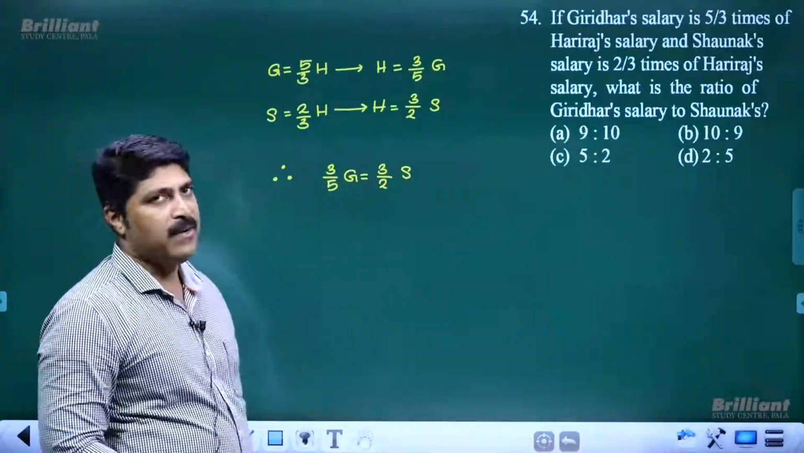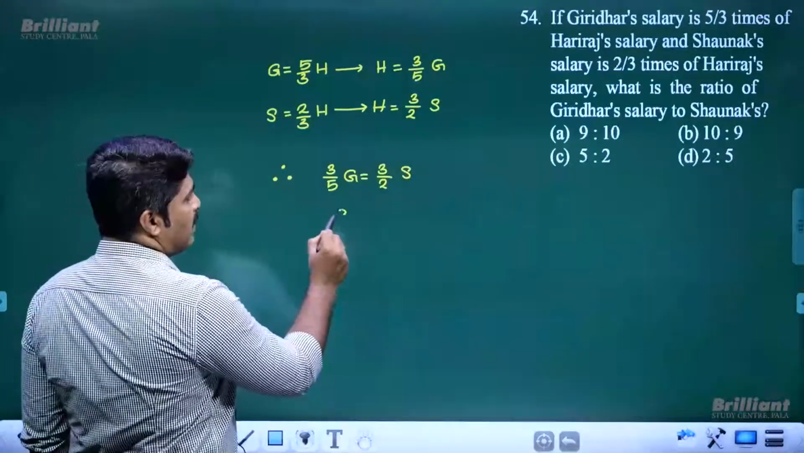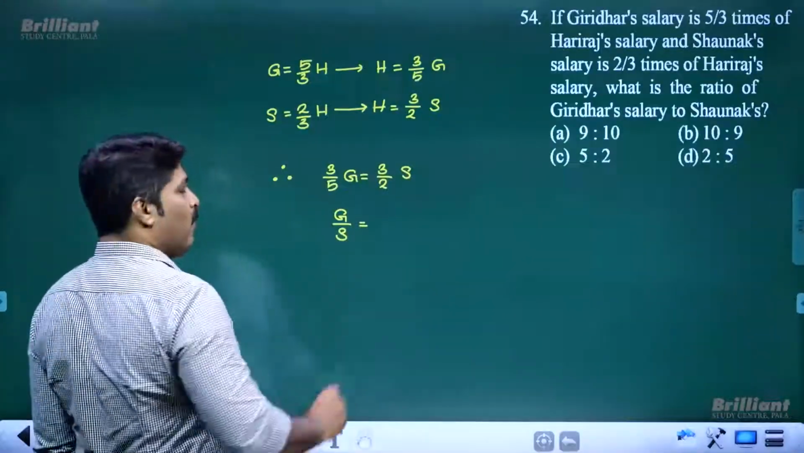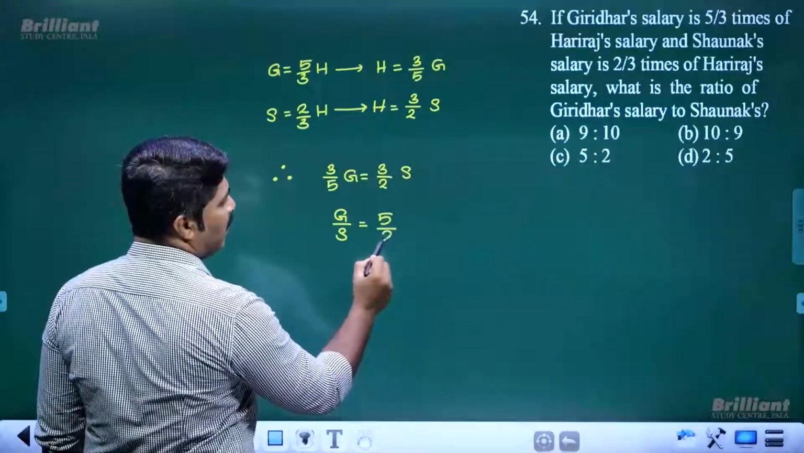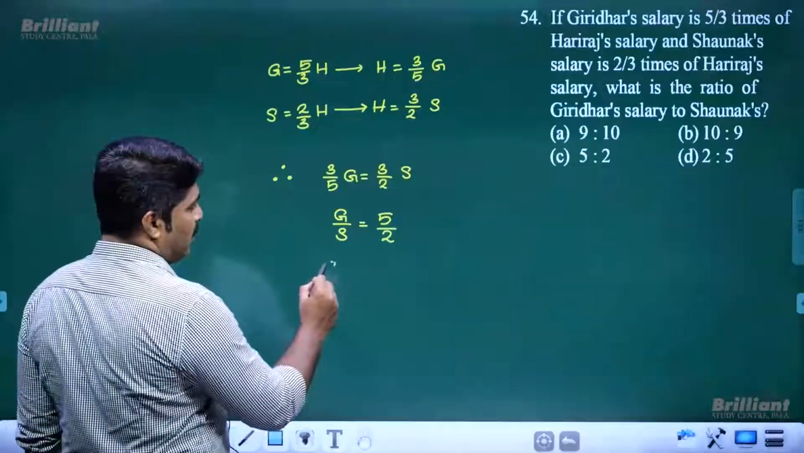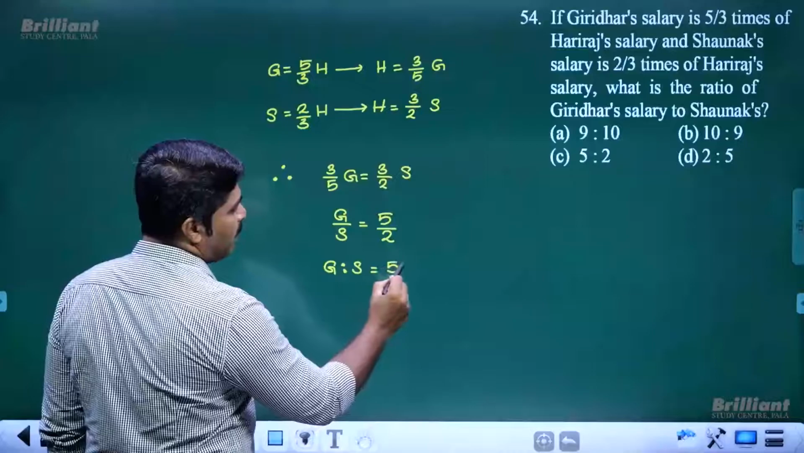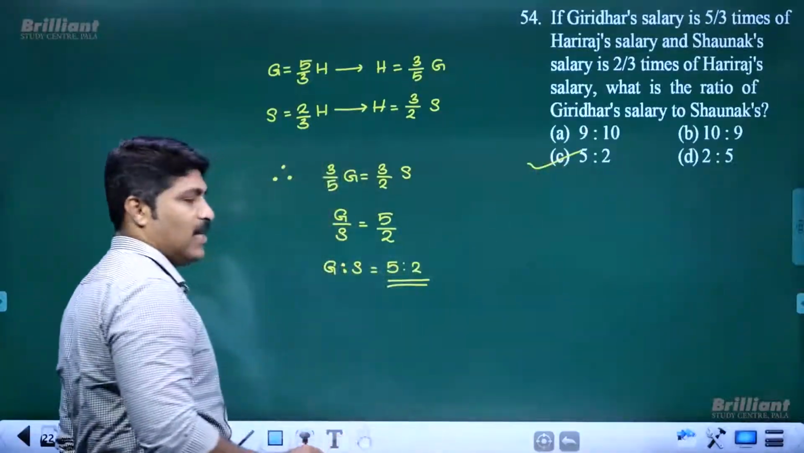Here we have to find out the ratio between the salaries of Giridhar and Shaunak. So take this S towards the left side. Therefore, this becomes G by S. What will happen here? 3 and 3 become cancelled. It becomes 5/2. If we are making it in the form of a ratio, Giridhar is to Shaunak. That order is also very important. This is 5:2. And the answer is option C.